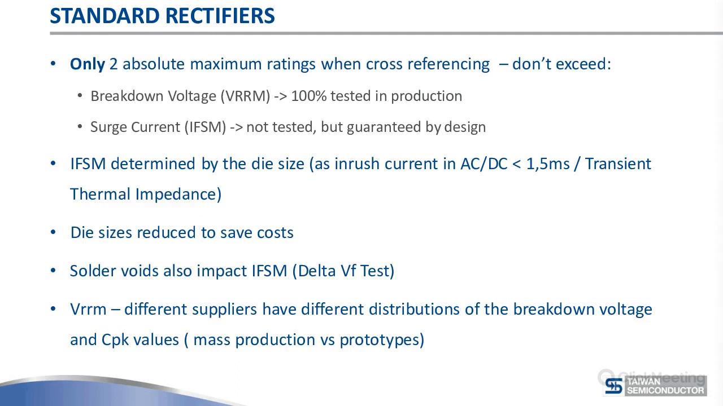So here we are. We have our two top absolute maximum ratings. There's a huge difference between them. The breakdown voltage is 100% tested in production. So you can rely, when you buy a 1000-volt rectifier or 600-volt rectifiers, that your actual device will meet those values in the data sheet, because they're tested not once, but sometimes 2 or 3 times.